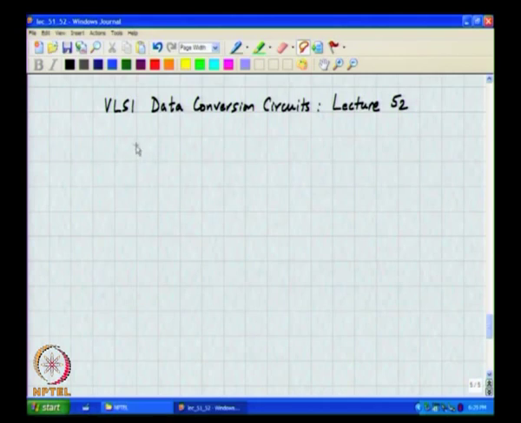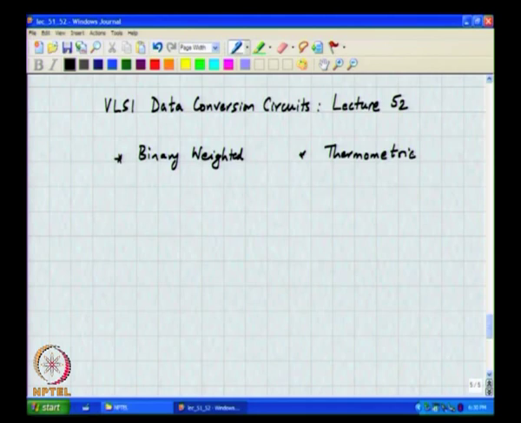In the last class we were discussing the relative merits of binary weighted and thermometric DACs. The sigma DNL in the binary weighted case was approximately square root of 2 to the n times sigma g by g, whereas in the thermometer case it was square root of 1 times sigma g by g, whereas the sigma INL is the same in both cases.